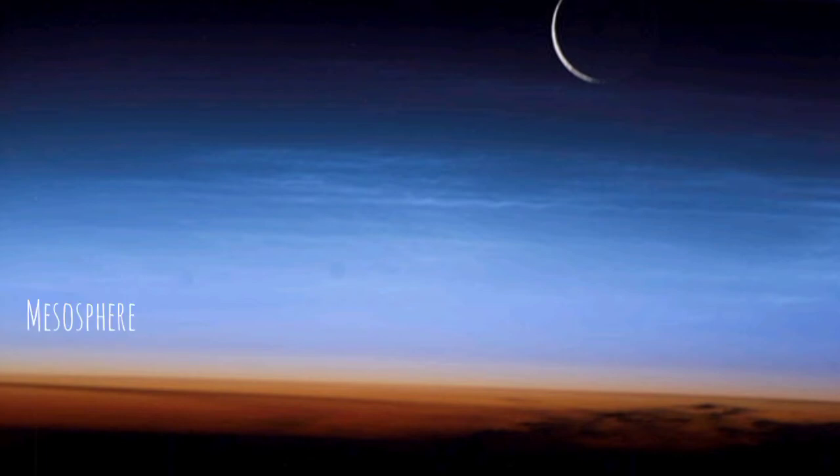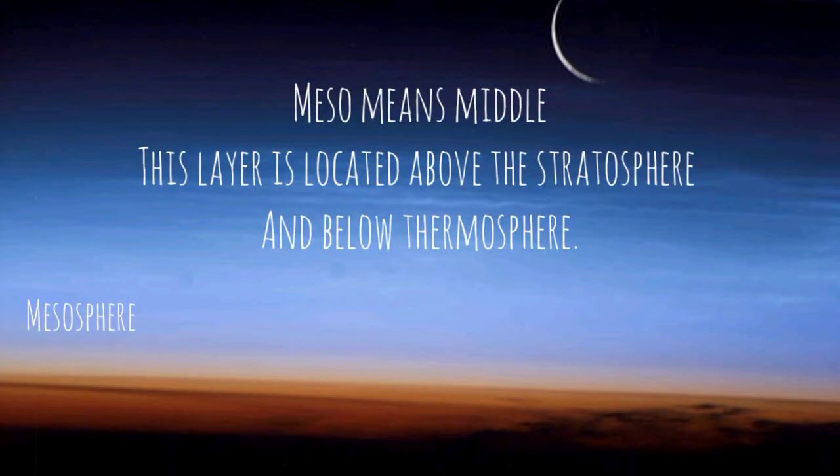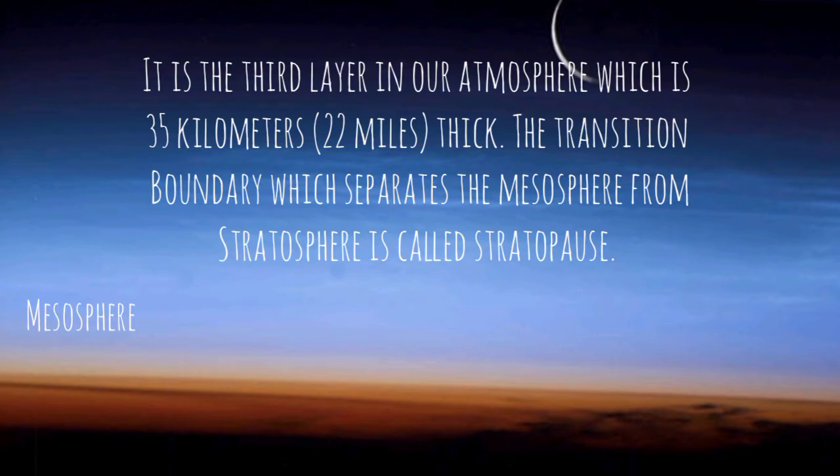Mesosphere. Meso means middle. This layer is located above the stratosphere and below the thermosphere. It is the third layer in our atmosphere, which is 35 kilometers or 22 miles thick. The transition boundary which separates the mesosphere from the stratosphere is called the stratopause.